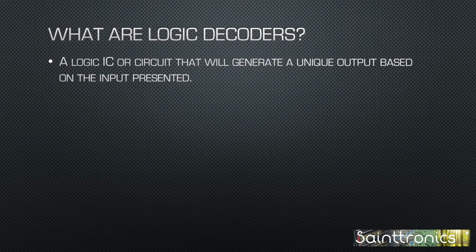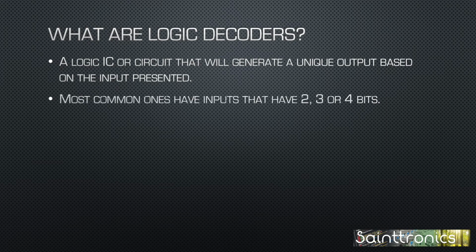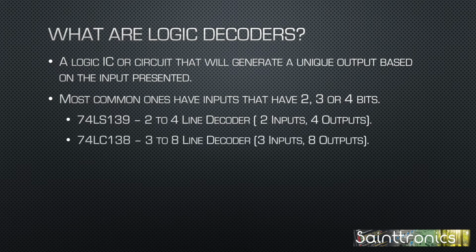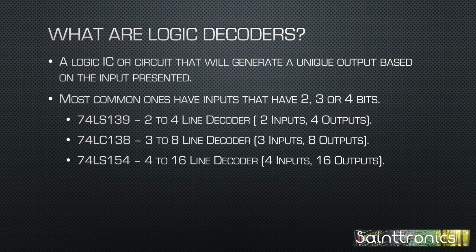input. The most common ones found are the 74LS139, which is a 2 to 4 line decoder, or the 74LS138, which is a 3 to 8 line decoder, and sometimes you'll find the 74LS154, which is a 4 to 16 line decoder. If you ever opened an old computer from the 70s or 80s, it's very likely that you'll find one or more of these devices inside.